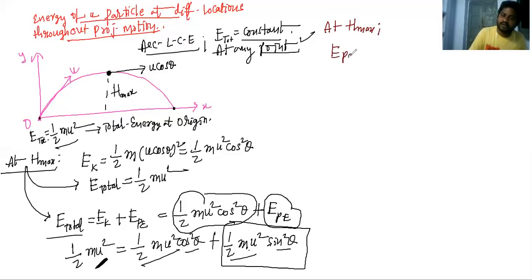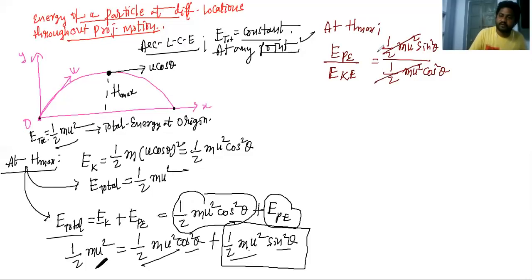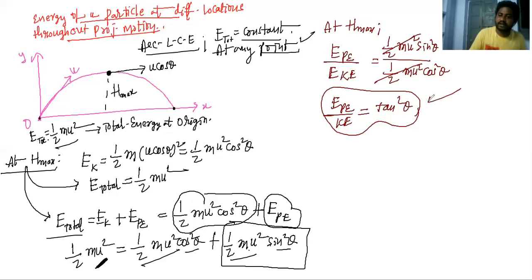So what is the ratio of potential energy to the kinetic energy? The potential energy is half m u square sine square theta divided by kinetic energy half m u square cos square theta. So the potential energy to kinetic energy ratio is tan square theta. This is how sometimes the numericals will be asked. You must be ready for all these kinds of numericals. All right.